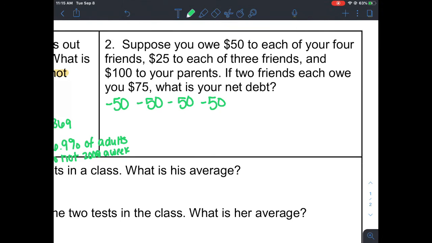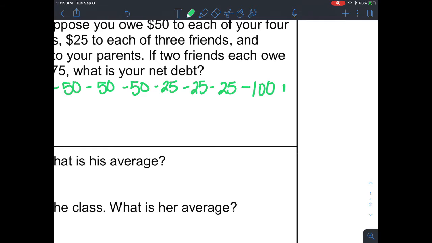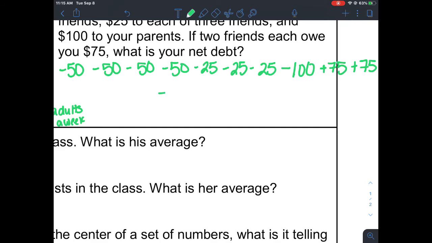3 friends is $25. So minus 25, minus 25, minus 25. And you owe your parents $100. And then you have 2 friends that owe you $75. So plus 75 plus 75. Type all that into your calculator. You get negative $225. Explain that in the context of the problem.